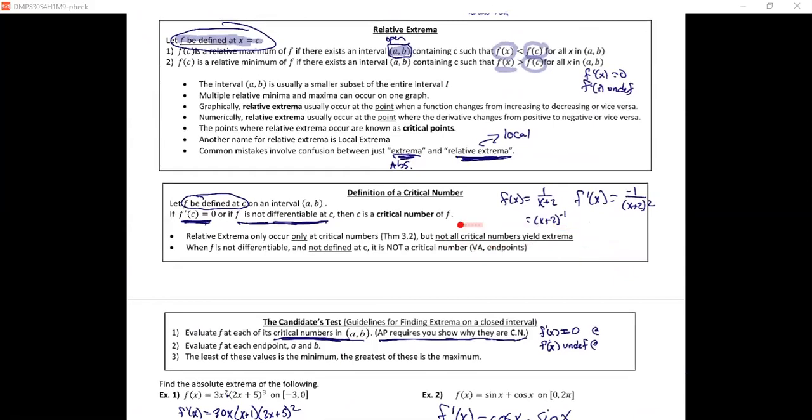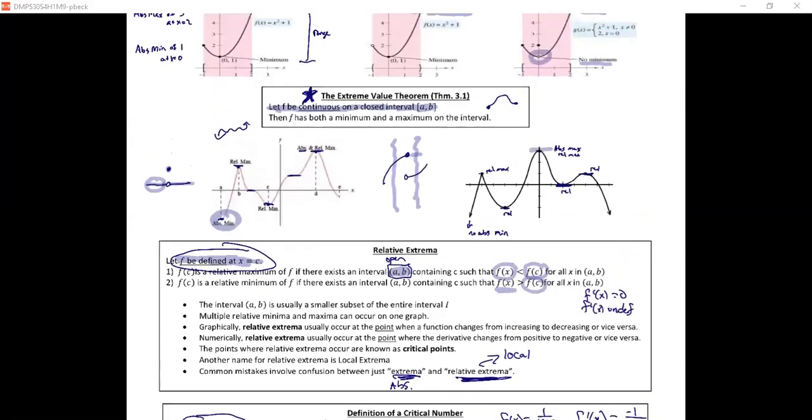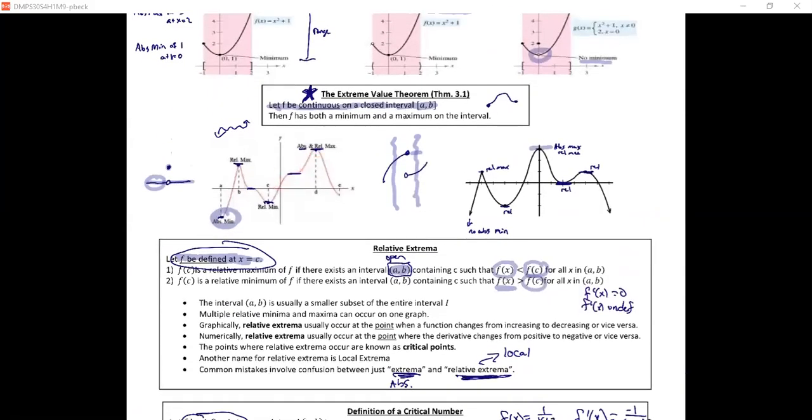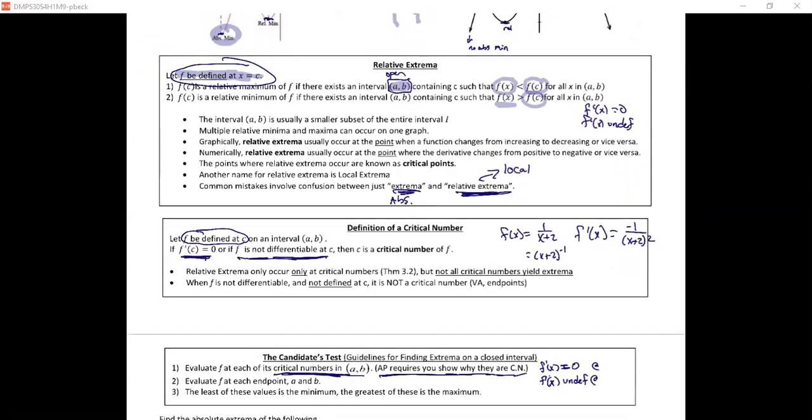Also, not all critical numbers yield extrema, which we saw right here and right here, where the slope is 0, which means that they are critical numbers, but they don't yield the extrema.